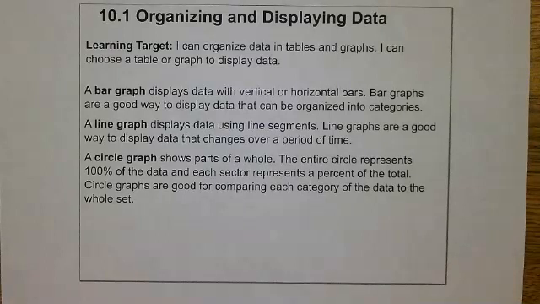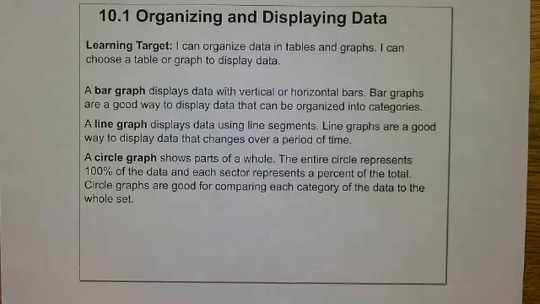A bar graph displays data with vertical or horizontal bars. Bar graphs are a good way to display data that can be organized into categories. A line graph displays data using line segments. Line graphs are a good way to display data that changes over time.